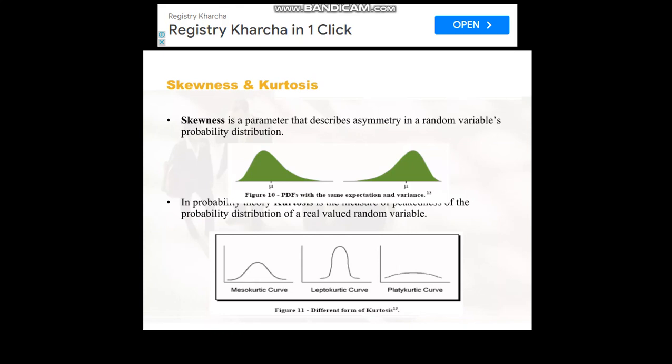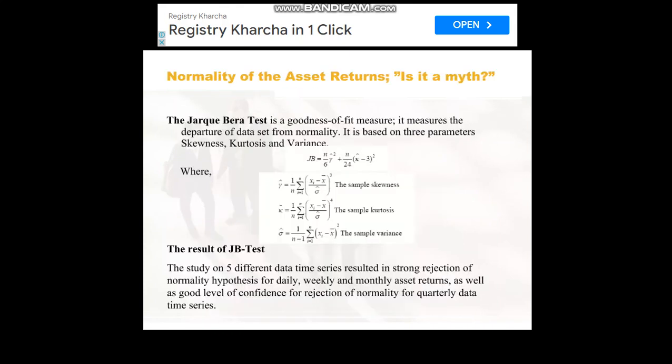Skewness and kurtosis. Skewness is a parameter that describes asymmetry in a random variable's probability distribution, in the probability distribution of a real valued random variable. Normality of the asset returns: is it a myth? The Jarque-Bera test is a goodness of fit measure. It measures the departure of a data set from normality. It is based on three parameters: skewness, kurtosis, and variance.